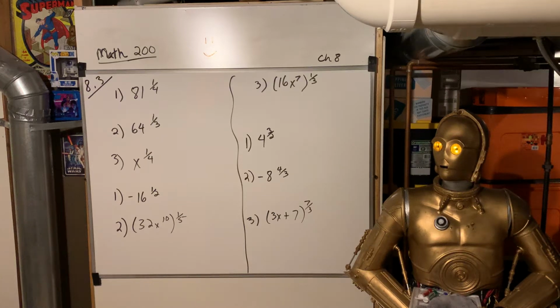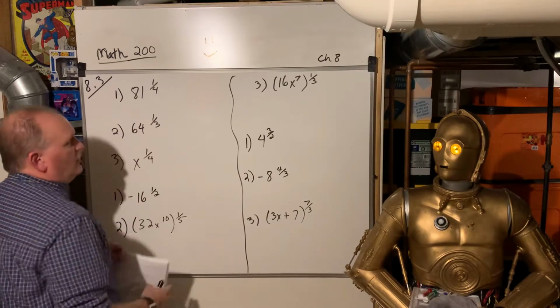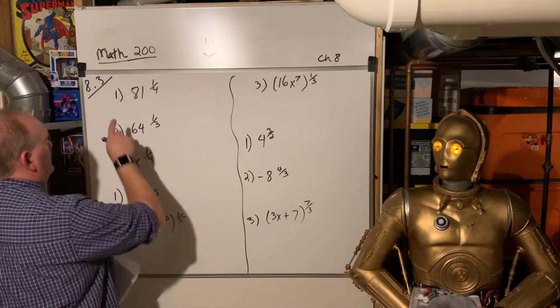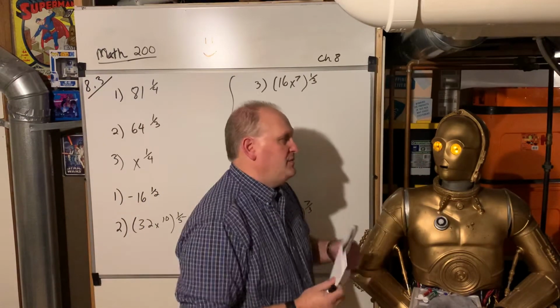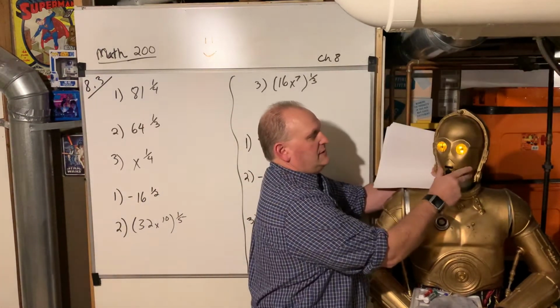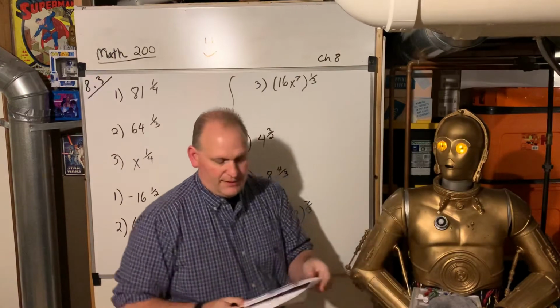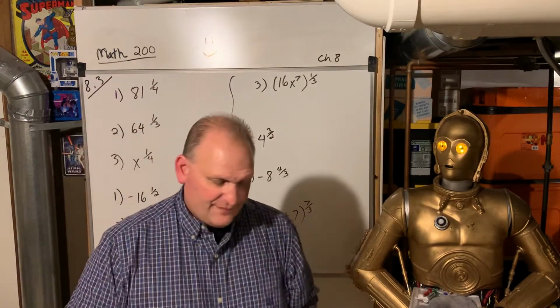Alright, we are back. This is Math 200. We're looking at Chapter 8 in the note packet. So Chapter 8, 8.3. I put new batteries in C3PO's eyes. So look, he's very bright-eyed. All right, and let's get going.